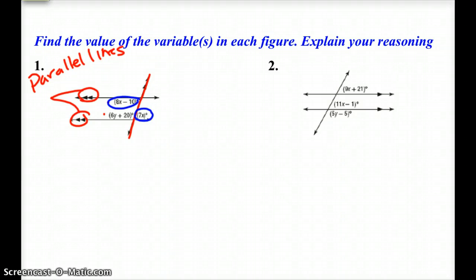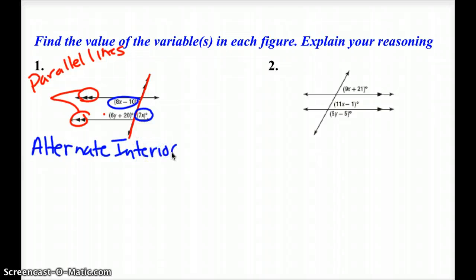Those two angles are called alternate interior angles. So that's my reason: alternate interior angles, spelling it all the way out, are equal. That's the rule that we've discovered. If lines are parallel and cut by a transversal, alternate interior angles are equal.